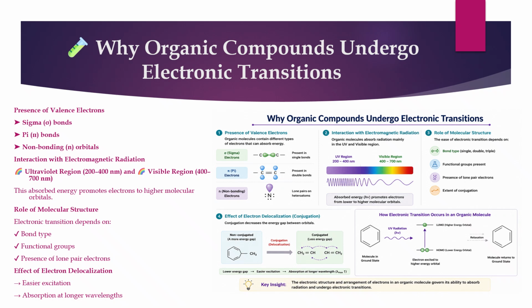Whether a compound undergoes electronic transition depends mainly on its molecular structure. Compounds with double bonds, lone pair electrons, or conjugated systems absorb radiation more easily. Another important factor is conjugation. When electrons are delocalized over multiple atoms, the energy required for excitation becomes lower. This is why highly conjugated organic compounds show stronger absorption. This explains why different organic molecules absorb radiation differently.